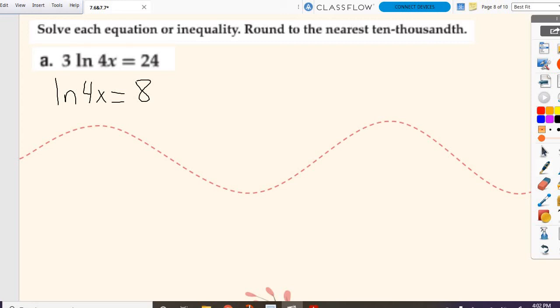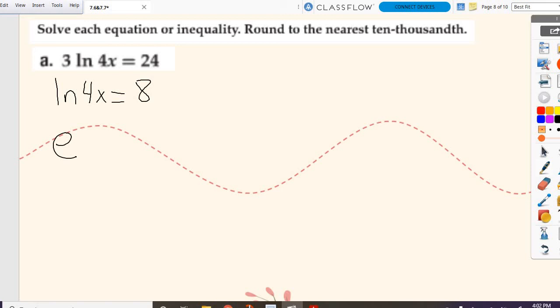And we're going to undo that by rewriting it in exponential form. So remember that the base of my logarithm becomes the base of my exponent. And in this case, we don't see a base, but remember that our natural log has an understood base of e.